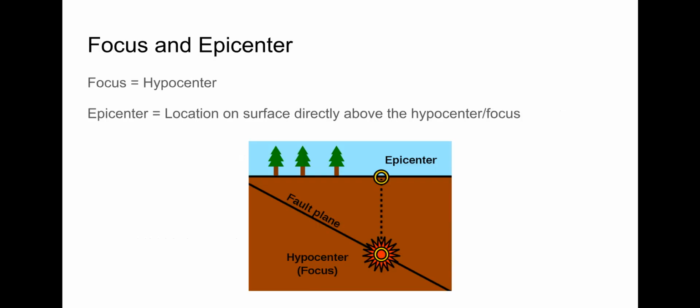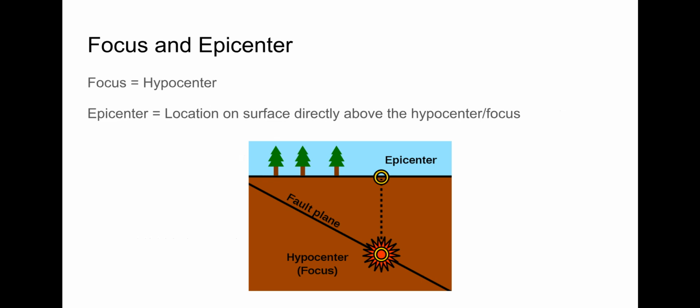The focus is always along the fault plane, somewhere underground, and the epicenter is what we describe as the area directly above it on the land surface. Another name for the focus is the hypocenter. But these are important to keep distinct, because when we talk about the epicenter of an earthquake, we're talking about a location on the surface. The earthquake didn't originate from the epicenter; it actually originated from some depth.